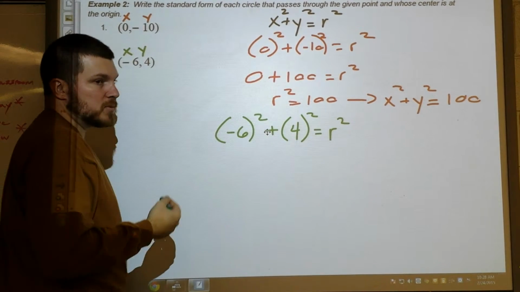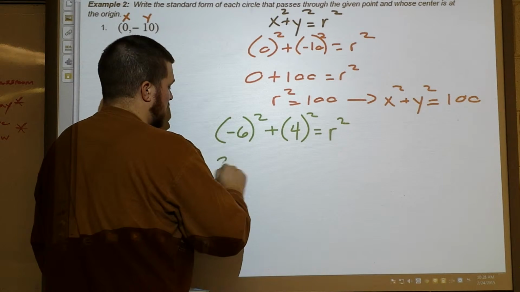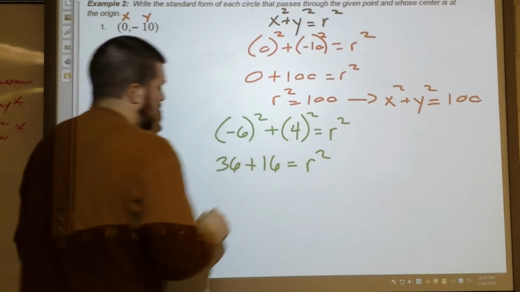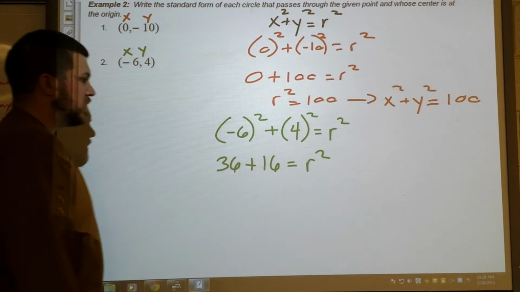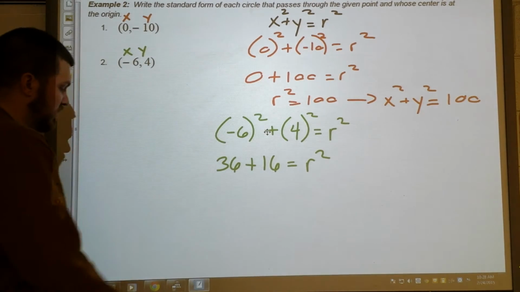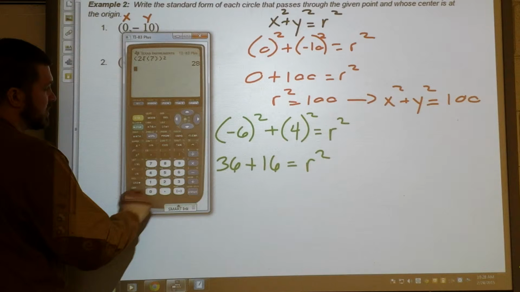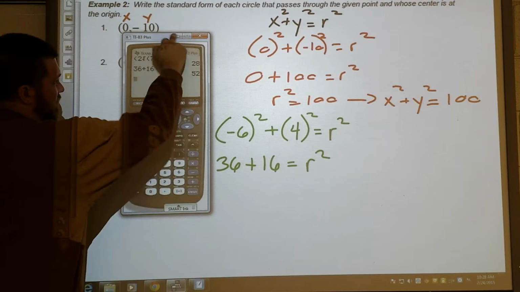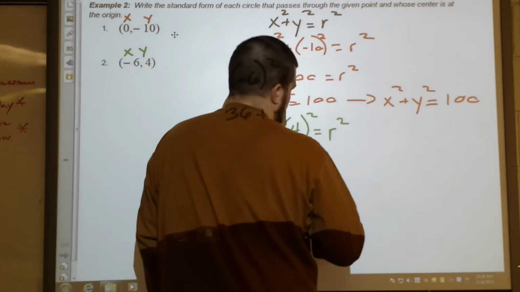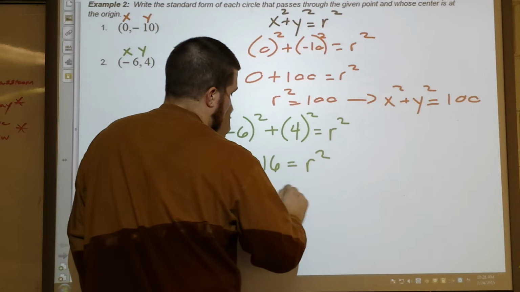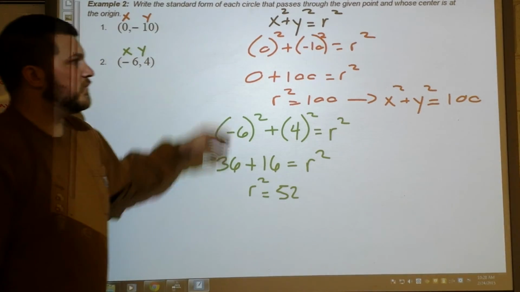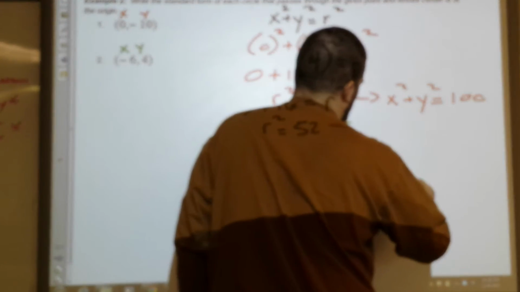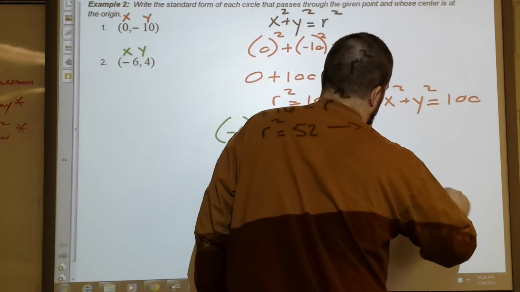Want to clean this up as much as possible, use your calculator if needed. Negative 6 squared is positive 36, plus 4 squared is 16, and that's equal to r squared. 36 plus 16, let's see, let's use calculator. I believe that's 52, but better to be safe than sorry. So 36 plus 16 is 52. So r squared equals 52. And now that I know what r squared is, I can finally write the equation of my circle. So x squared plus y squared equals 52.